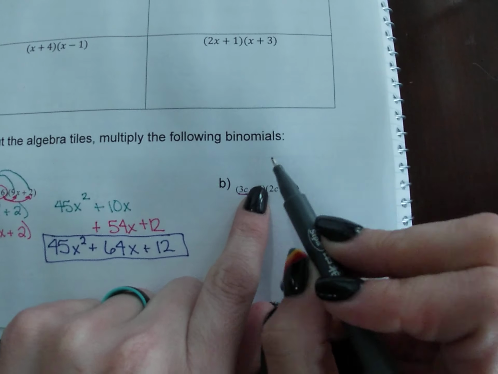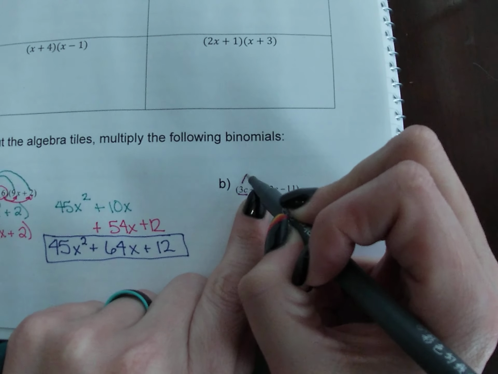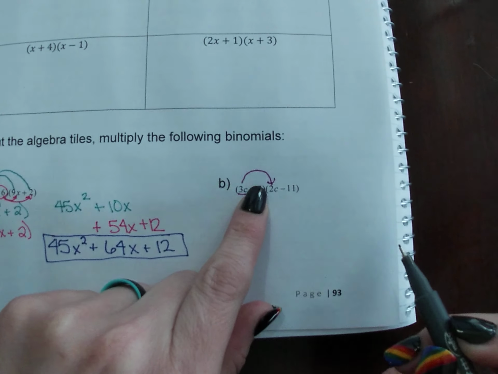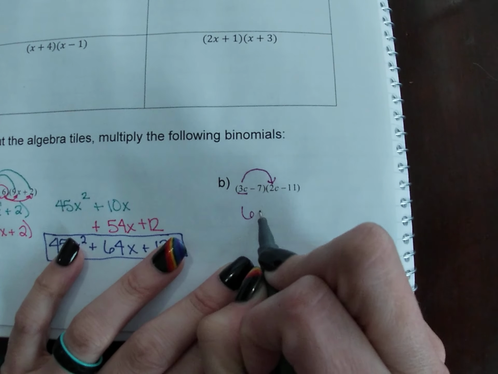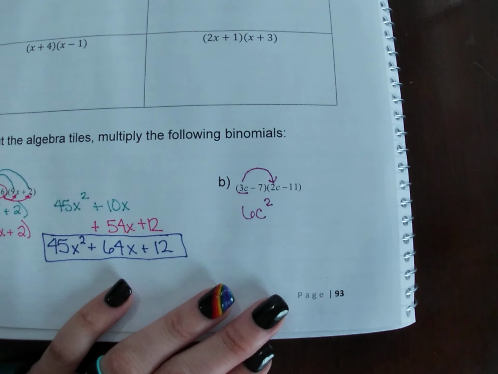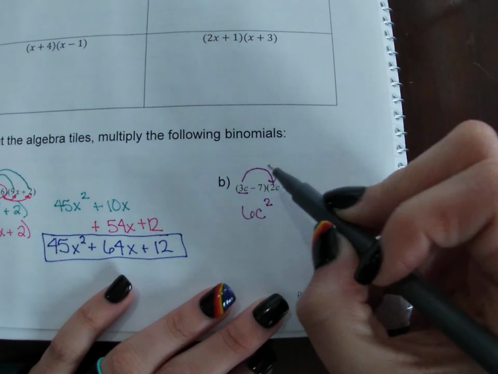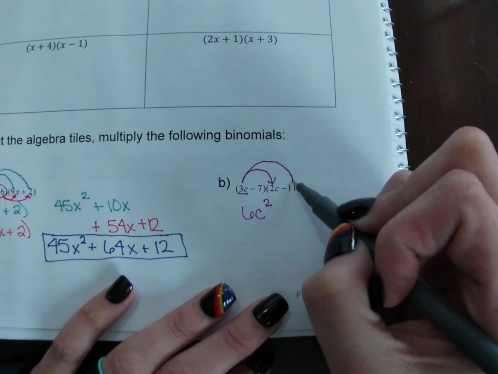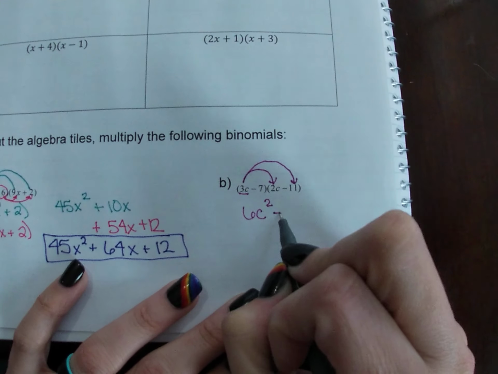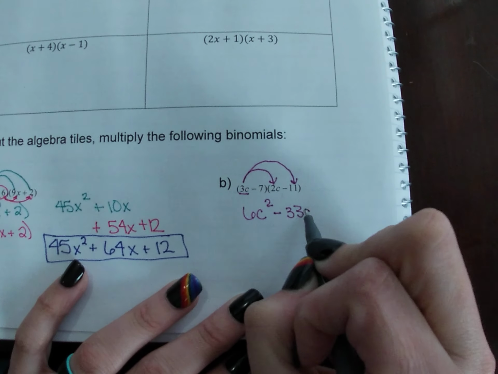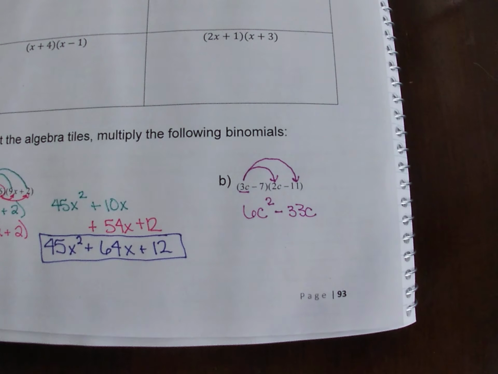So I'm going to ignore that 7, that negative 7, and I'm going to distribute out my 3c. So 3c times 2c will give me a 6c squared. And then I'm going to distribute it to the second term. 3c times negative 11 will give me a negative 33c. Then we're going to flip-flop terms.